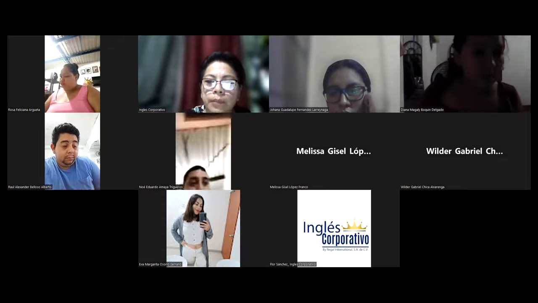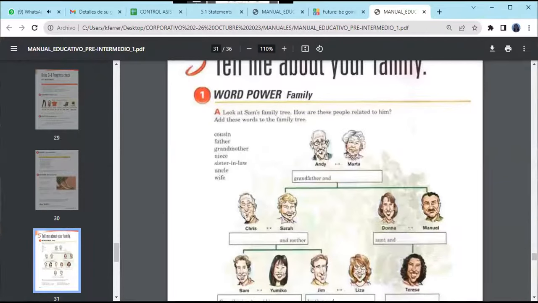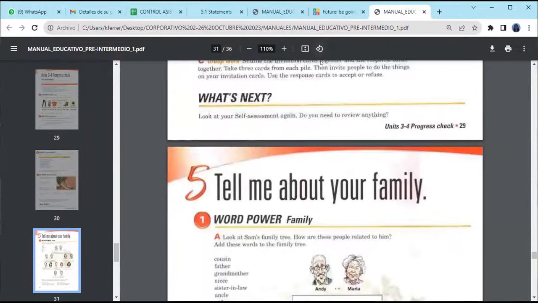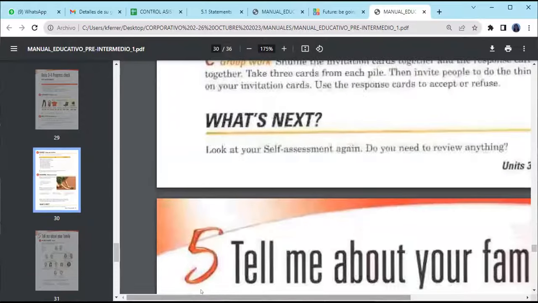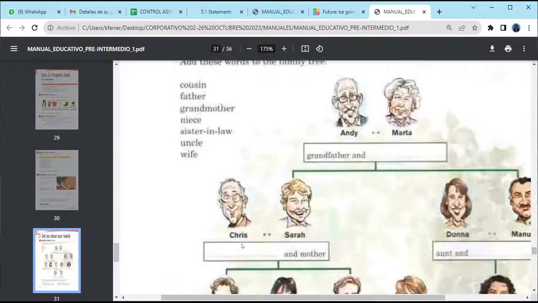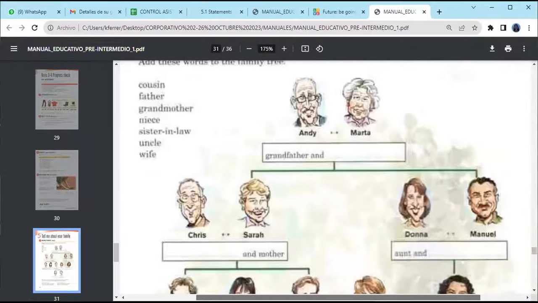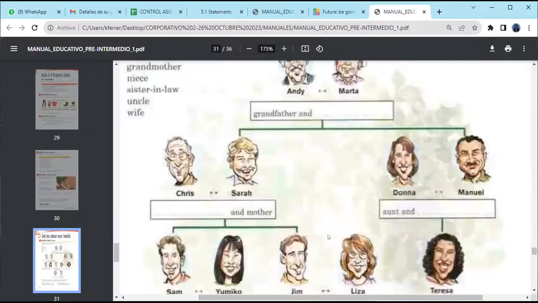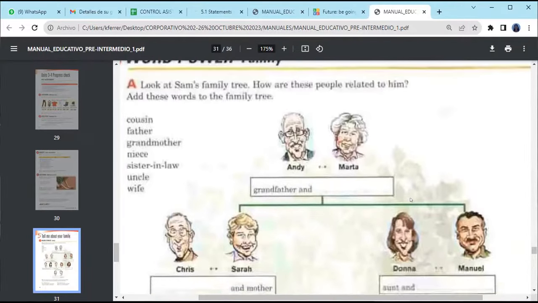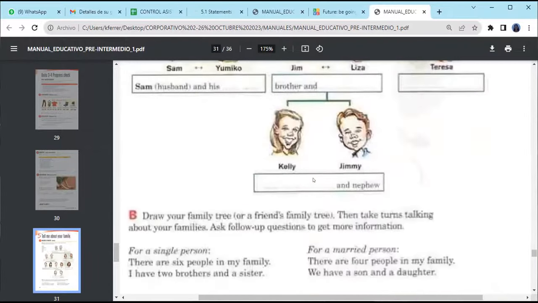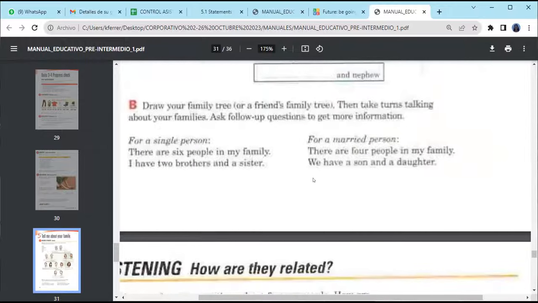Okay, I'm gonna share with you the book, the topics that we're gonna study for today. We're going to study vocabulary about family members. For example, we have cousin, father, grandmother, niece, sister-in-law, uncle, wife. I don't know if you have the book with you, but this is for you to complete the exercise using this vocabulary, and this is the family tree. And then we're gonna continue explaining to the class.